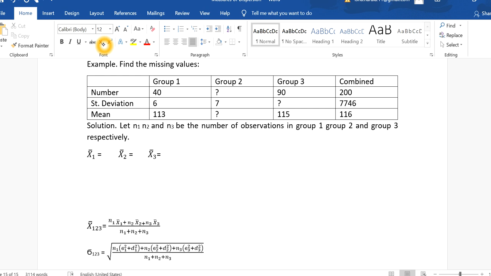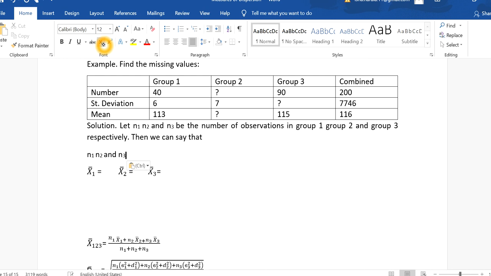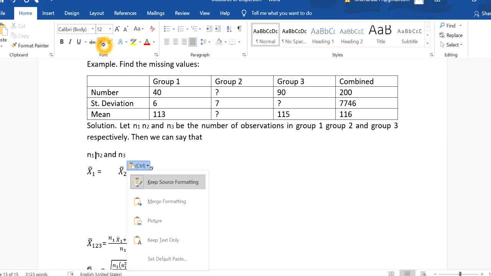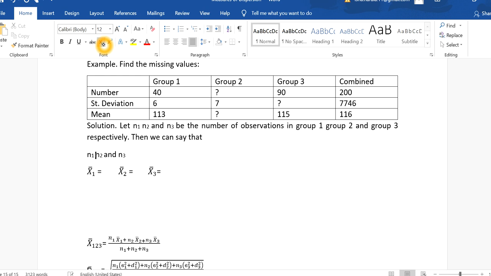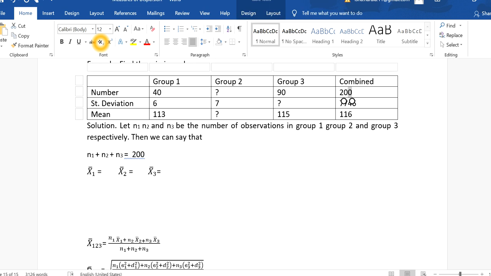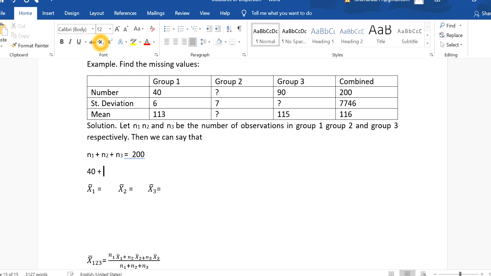Right? Then we can say that the summation of n1, n2 and n3 is 200, as it is given in the question. So n1 plus n2 plus n3 equals 200. This is given to you in the question, right? Now I will put the values. n1 is 40 plus n2, which is not given to us, plus n3 is 90 equals 200, right?